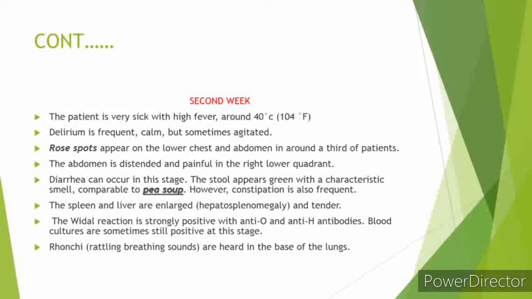Then in the second week, the patient becomes very sick and the temperature increases. At this time, the temperature is 40 degrees Celsius. Then there is delirium, which means disturbance in mental abilities. Then the patient might become agitated. Then rosy spots. These are red spots, and most times they are found on the lower chest and on the abdomen, and they occur in a third of the patients.